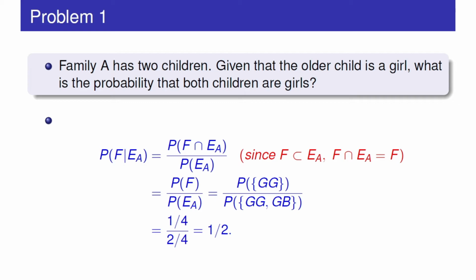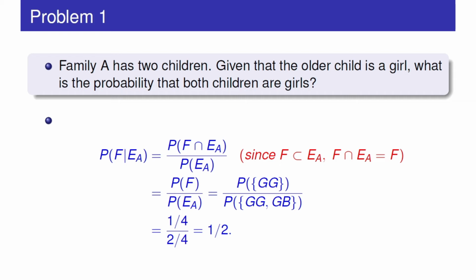Now let's focus on the numerator. Since the event F is a subset of the event EA, the intersection of F and EA is simply F. So by substitution, this equals the probability of F over the probability of EA. On the top, that's the probability of the set consisting of only GG. On the bottom, that's the probability of the set consisting of GG and GB. And this equals, on the top, 1 out of 4, and on the bottom, 2 out of 4, which equals 1/2.